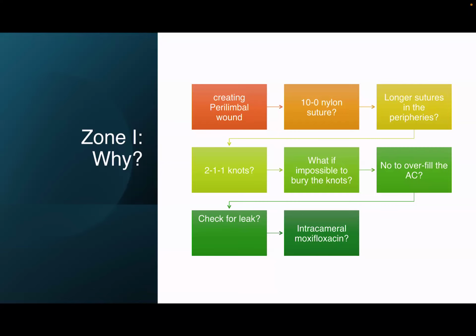Don't overfill the anterior chamber because it may cause much more leakage. And check if there is any leak by applying some fluorescein on the wound and seeing the egress of the fluid, or you clinically just see the egress or monitor the anterior chamber, and then inject intracameral antibiotic, moxifloxacin 0.5%, to prevent endophthalmitis.